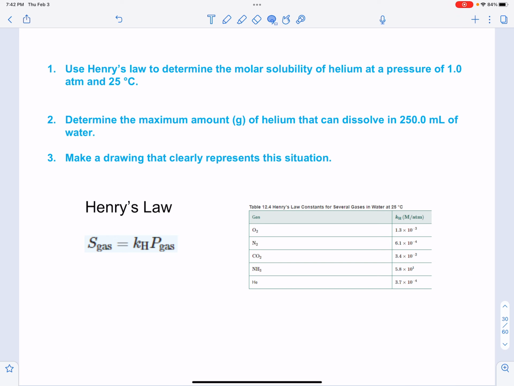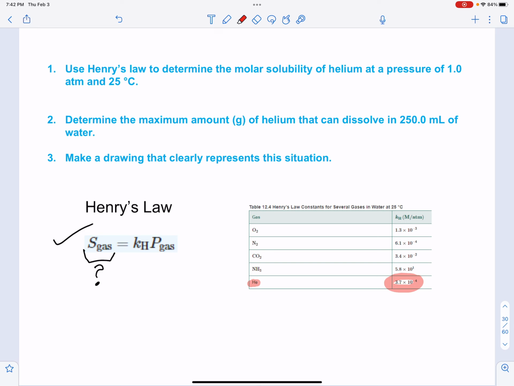Use Henry's law, right there, to determine the molar solubility. So solubility is going to be given by molarity. So it's going to be the molar solubility of helium, which is what we're looking for, right there. This is the value we're looking for at the pressure of 1 atmosphere. And my pressure is 1 atmosphere.